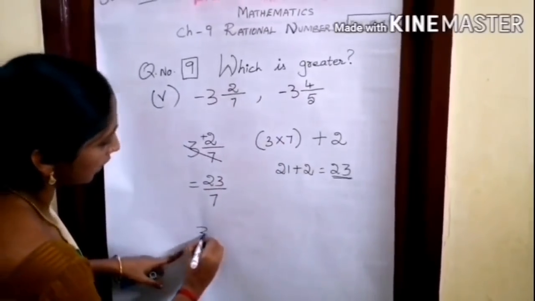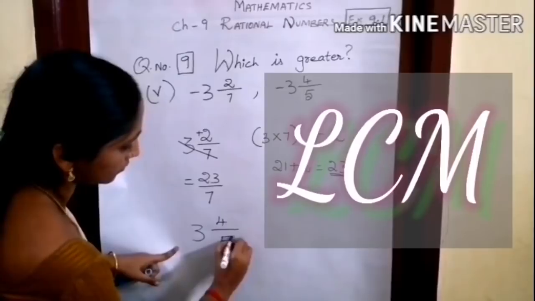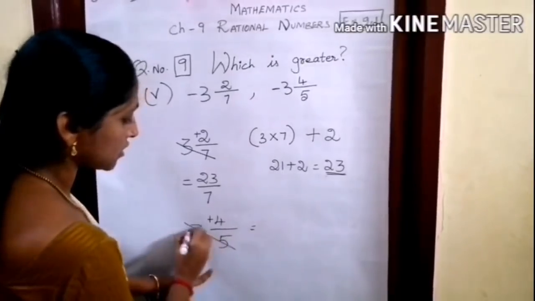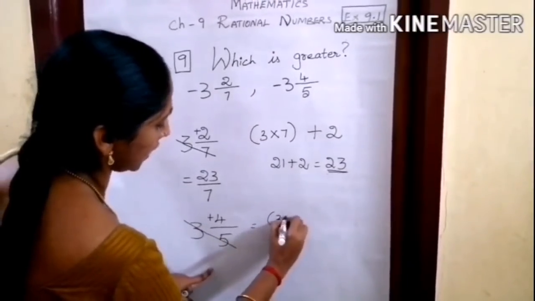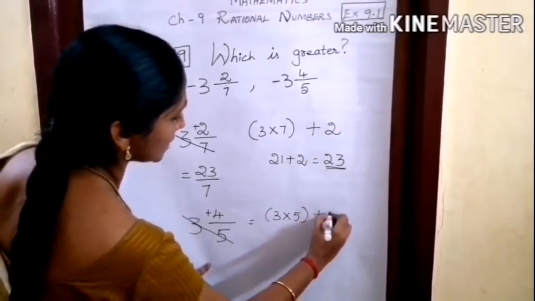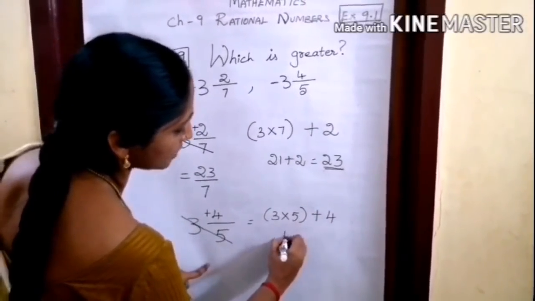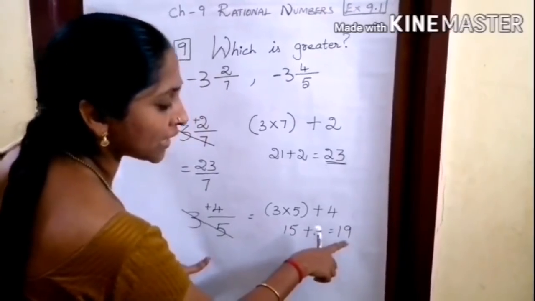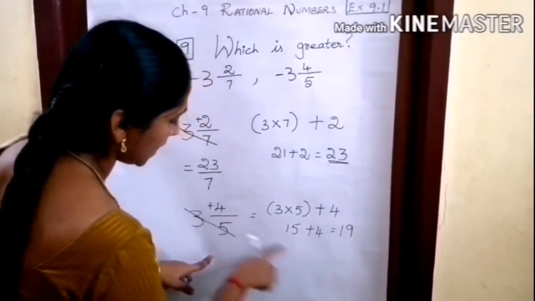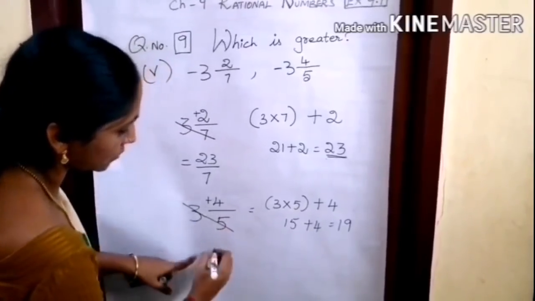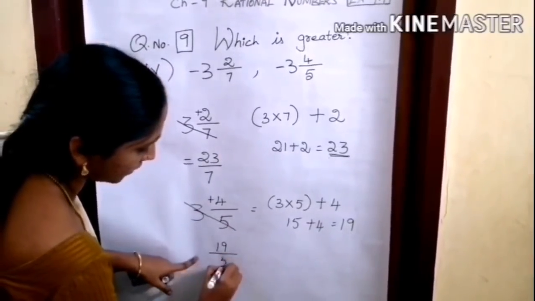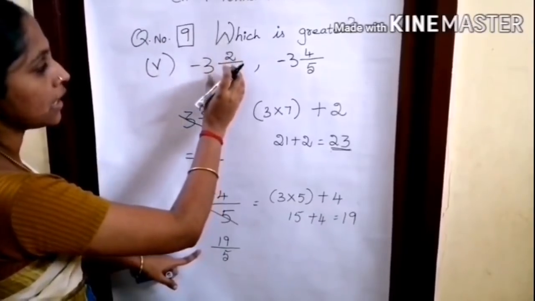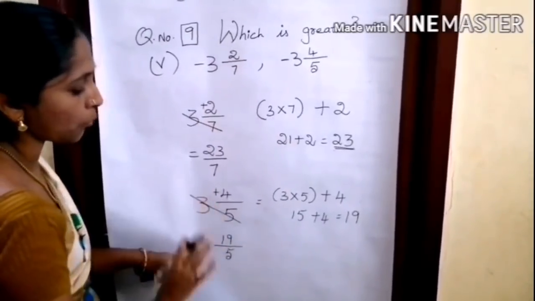Next, 3 4 by 5. I will cross here and plus here. So, the crossed numbers I am going to multiply. 3 into 5 plus 4. 3 fives are 15, plus 4. It is 19. So, the numerator is 19. What is the denominator? Here, the denominator is 5. The same denominator, 19 by 5. Hence, we converted the mixed fractions into improper fractions.